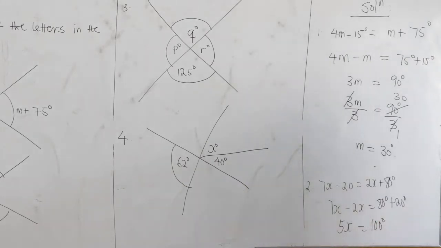We want to find x. How many times will 5 go into 100? That is 20 times. So x is equal to 20 degrees.